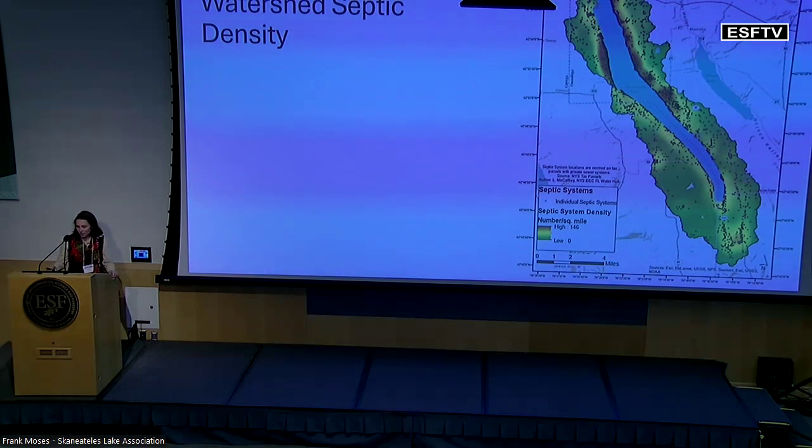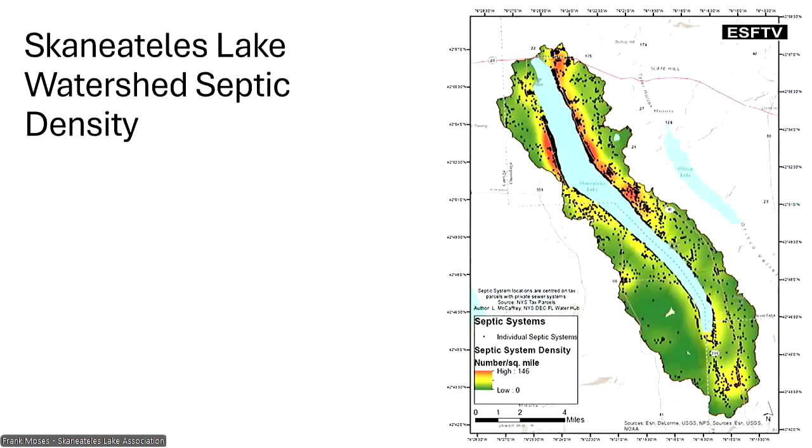I'll also note that these dots are at the center of the tax parcel. So this is a publicly available data set. Anybody who noted that they have on-site wastewater treatment is noted here at the center of the tax parcel. These dots do not represent exactly where those septics are located. Those are a little more nuanced. I'll talk a little bit about that in a second.